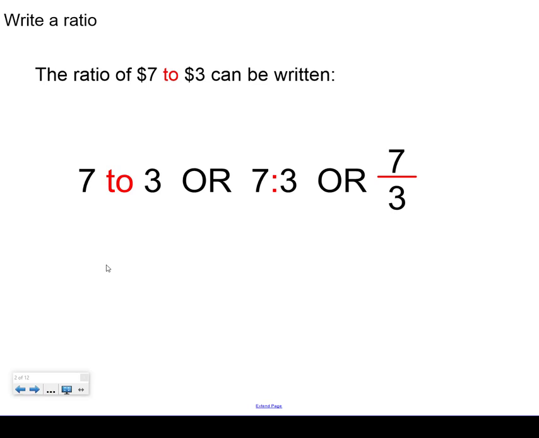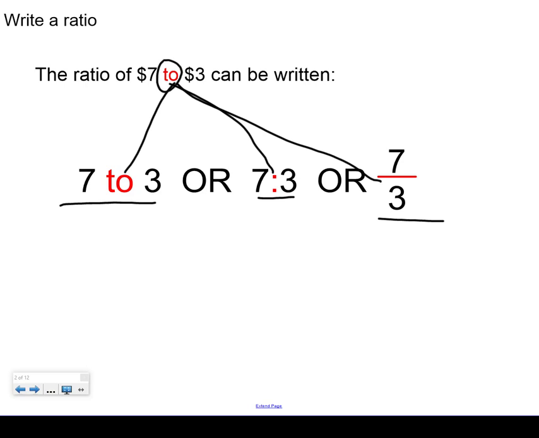All right, so this first part says to write a ratio. And the ratio is $7 to $3. It can be written in one of these three ways. I want you to see that this is one way, and this over here is another way. And notice that the TO is what the red in each of these means. So on the far left it says 7 to 3. The middle one says 7 to 3. And the last one says 7 to 3. The word "to" that we're saying is not a quantity, it's just the word TO.